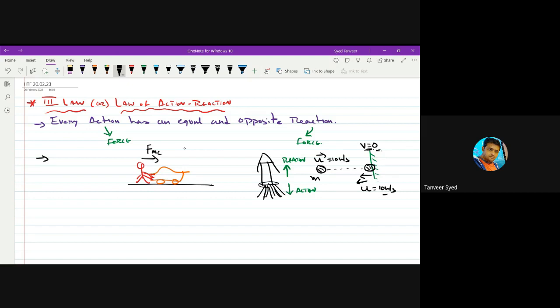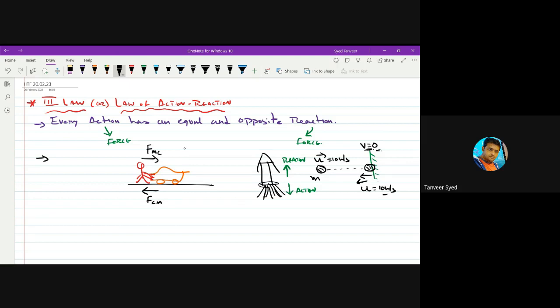Then according to Newton's third law, the car will also apply force on you, just like this ball and wall. If the ball is applying force on the wall, the wall is also applying force on the ball. So here you are applying force on the car to push it. So the car should also apply force on you. Force by car on man.